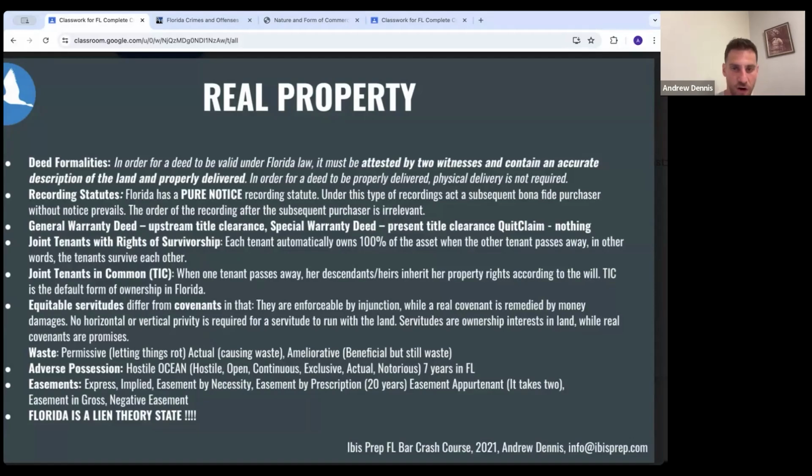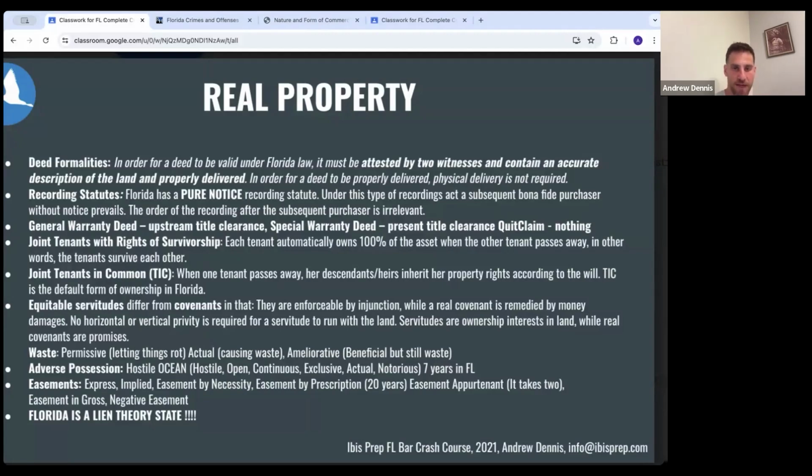JTROS, so each tenant automatically owns 100% of the asset when the other tenant passes away. In other words, the tenants survive each other. So you have to actually have words of survivorship when you create a JTROS. And remember, since Florida is a lien theory state, an encumbrance will not sever a JTROS. So the death of a party will not make it so that you can't recover from the other party if there's a lien on the property. They don't have title to the property. They just have a lien on the property if they're a lender.